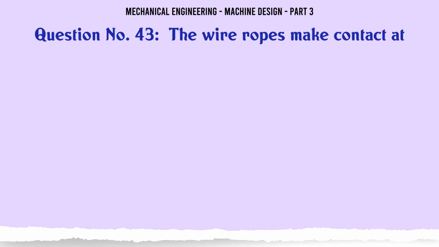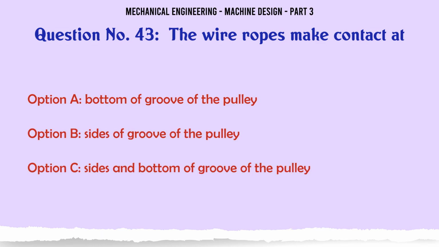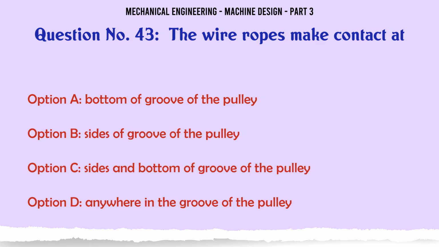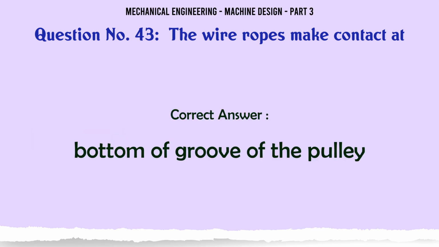The wire ropes make contact at A. Bottom of groove of the pulley. B. Sides of groove of the pulley. C. Sides and bottom of groove of the pulley. D. Anywhere in the groove of the pulley. The correct answer is bottom of groove of the pulley.